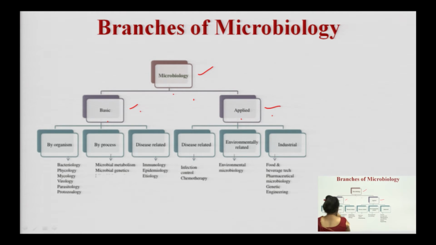Basic microbiology is further categorized into three parts: one is by organisms, second is by process, and third is disease related. Similarly, applied microbiology is also divided into categories: disease related, environmental, or industrial microbiology. Under the basic part, in the pure form, there is first bacteriology, second phycology, third mycology, fourth virology, then parasitology and protozoology.